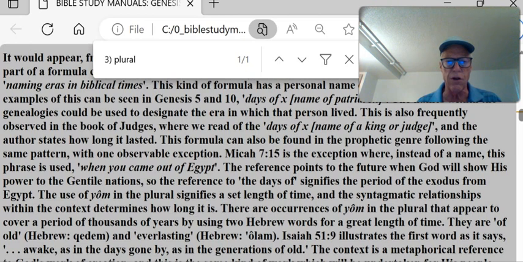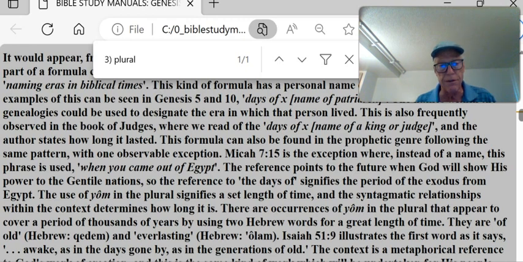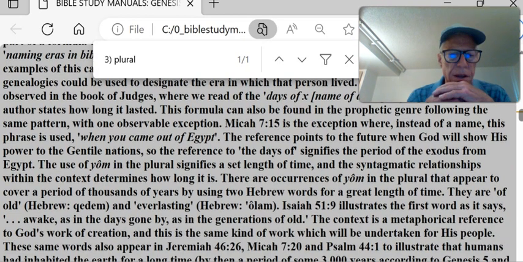This formula can also be found in the prophetic genre, following the same pattern, with one observable exception. Micah 7:15 is the exception where, instead of a name, this phrase is used: when you came out of Egypt. Well, that's easy to figure out. Not a lot of time, really. The reference points to the future when God will show his power to the Gentile nations, so the reference to the days of signifies the period of the Exodus from Egypt.